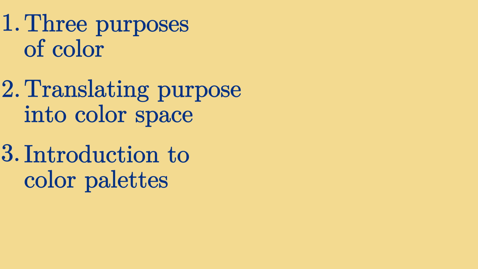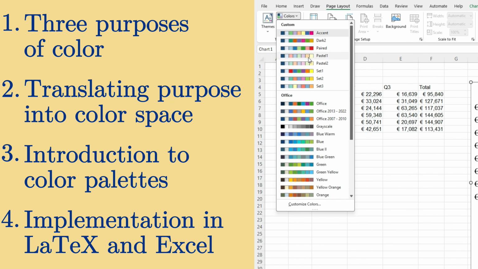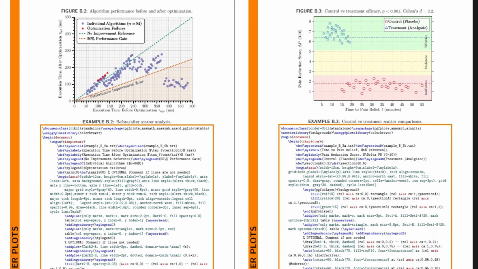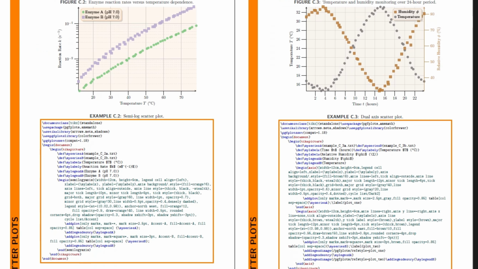Finally, we'll move to the practical side, how to implement these palettes in Excel and in LaTeX so that you can make an intelligent choice instantly. And if you stay until the end, I'll show you a way to automate this entire process so you can create publication quality figures with robust color choices every single time.